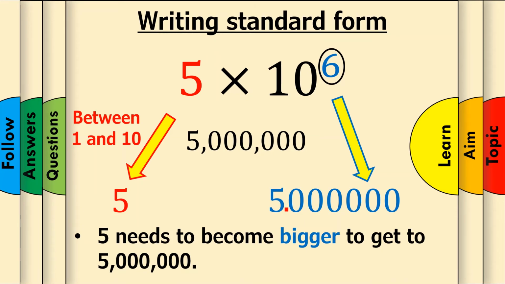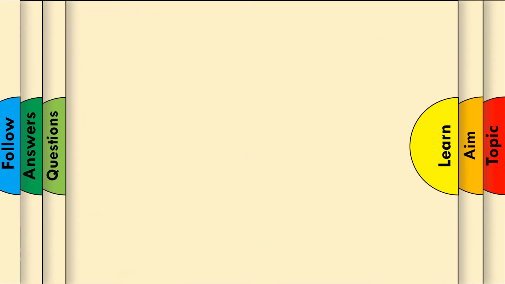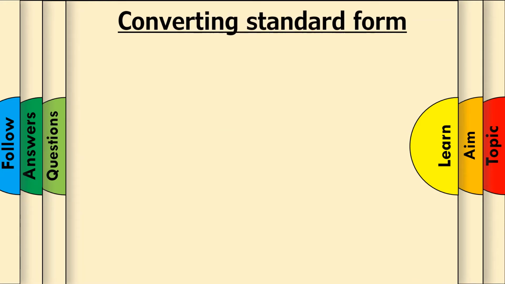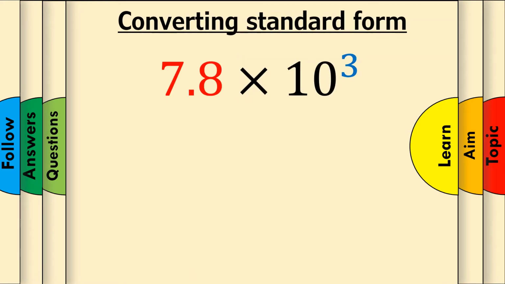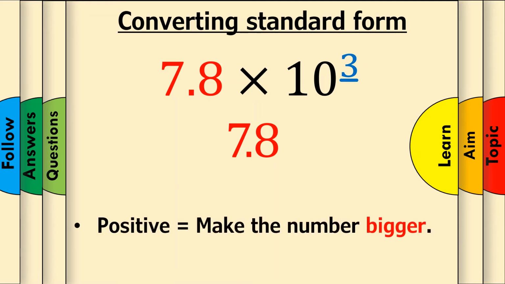Now, for converting standard form back into real numbers. Here's an example, 7.8 times 10 to the power of 3. It's super easy. First, just take the front number, which in this case is 7.8, and move the decimal point by the number on top of 10. Since 3 is positive, we need to move the decimal point 3 times to make the number bigger. We get 7,800.